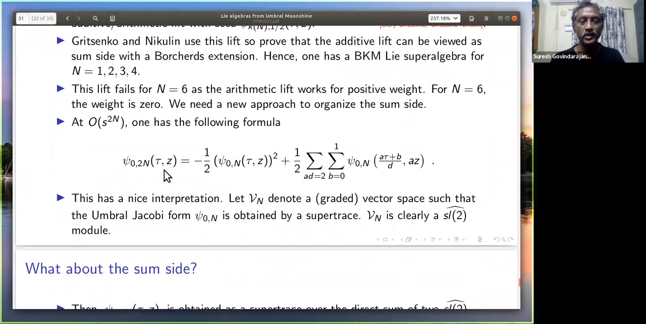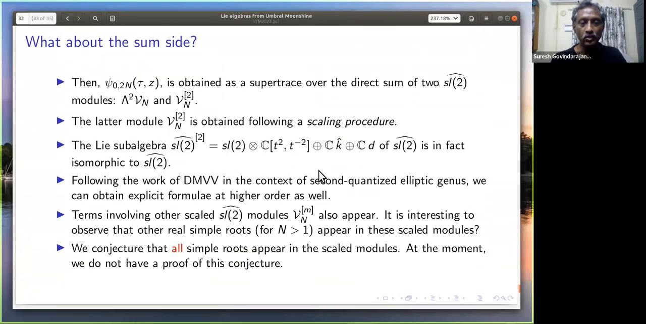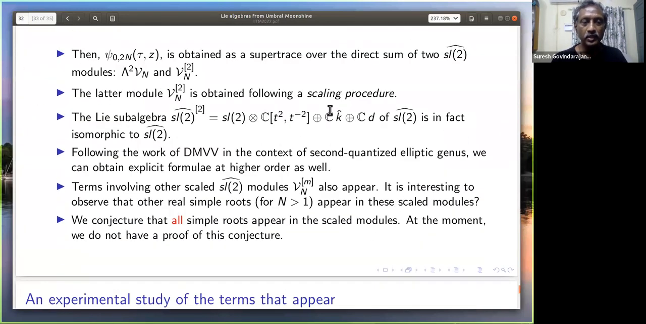So you just look at order psi 0 to n and ask what this thing is. You get two terms. And this actually has a very nice interpretation. Let Vn denote some graded vector space such that the umbral Jacobi form is obtained as a supertrace. Of course, Vn is clearly an SL2 hat module. So what we want to do is to interpret these in terms of SL2 hat. What it turns out is that you have to reorganize a bit, but they look like they can be obtained as a supertrace of two other SL2 hat modules. One is just the anti-symmetric of Vn, and the other one is what we call Vn doubled.